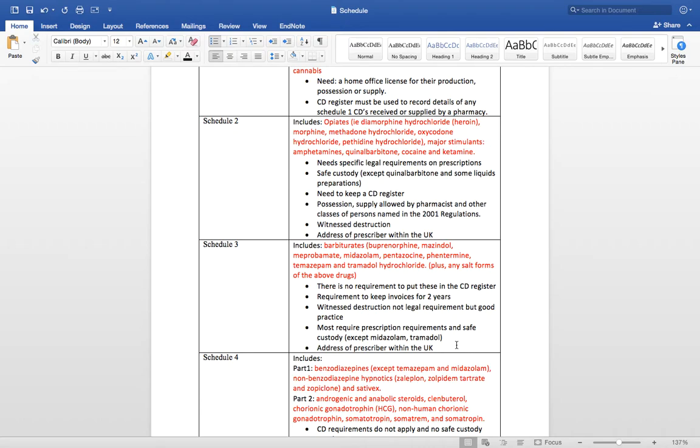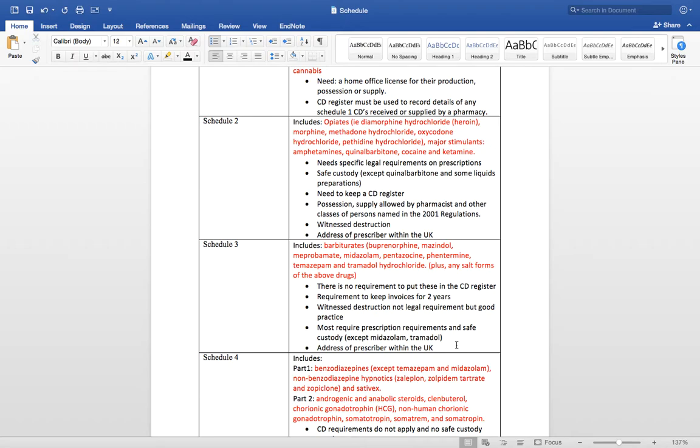An invoice is literally when you get a delivery, you'll get a piece of paper and it will state what medications entered the pharmacy. You need to keep that piece of paper for 2 years. Witness destruction isn't a legal requirement, but it's always good practice. Most of the medications require prescription requirements and safe custody, so they'd need to be in a controlled drug cabinet. However, midazolam and tramadol don't need to be kept inside the cupboard, so they can be left outside.